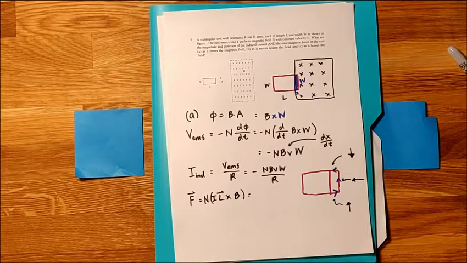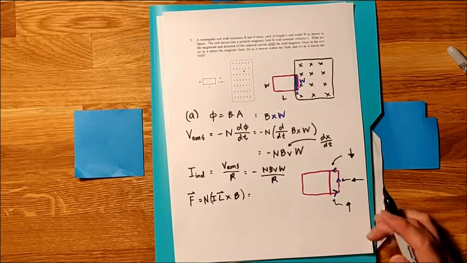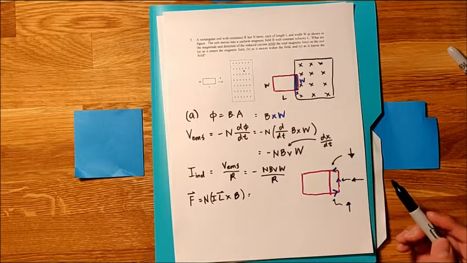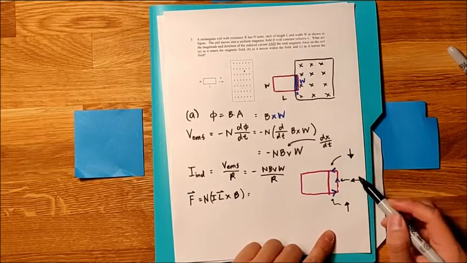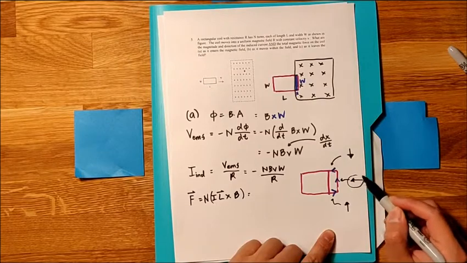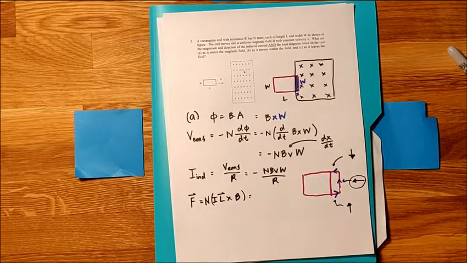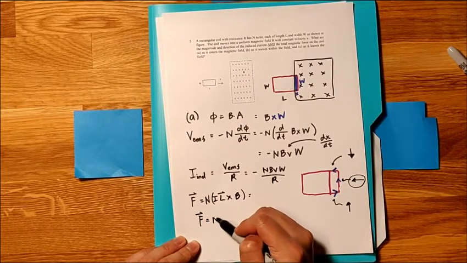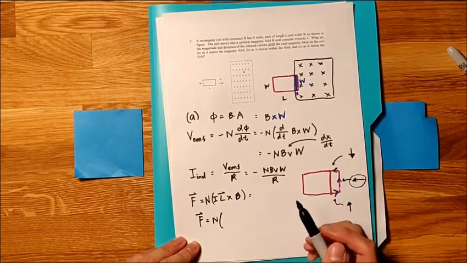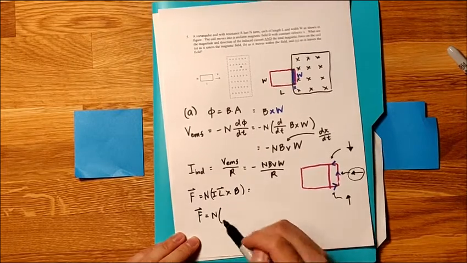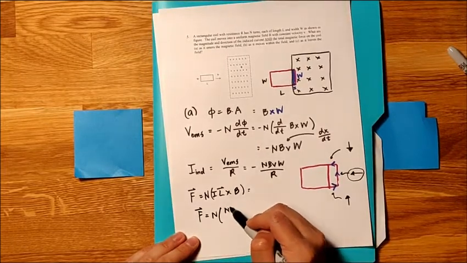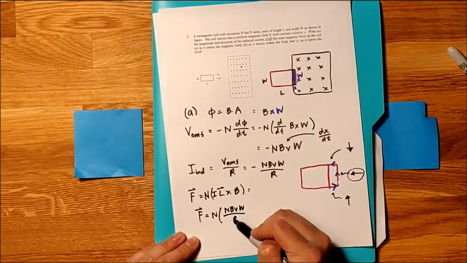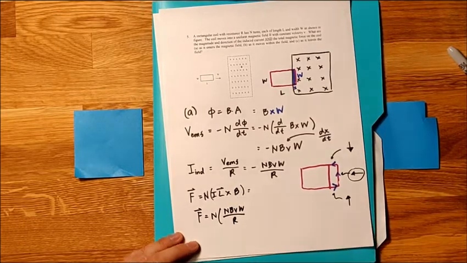So now we can say that because these are going in the opposite direction, these forces will simply cancel each other out. And all we are left with is a force that's going to the left. So plugging in what we know for this force equation, we have N times I. I'm just going to take the magnitude to make things easier so we can get rid of the sign. So N, B, V, W over R times the length.